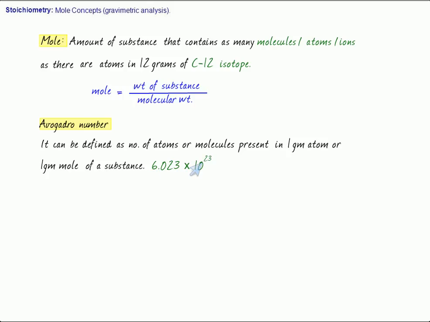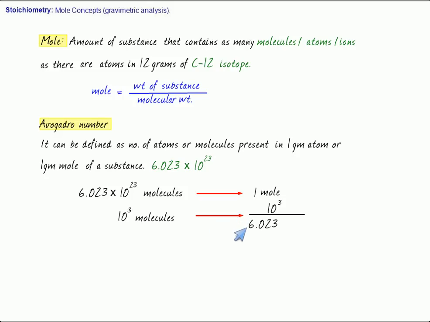So the number of moles can also be calculated from Avogadro number, because as per the definition, 6.023 × 10^23 molecules are present in 1 mole. So if somebody gives me 10^3 molecules and we have to calculate the moles, we should divide 10^3 by Avogadro number. Basically we can say number of moles is equal to number of molecules, or atoms, whatever you say, divided by Avogadro number.